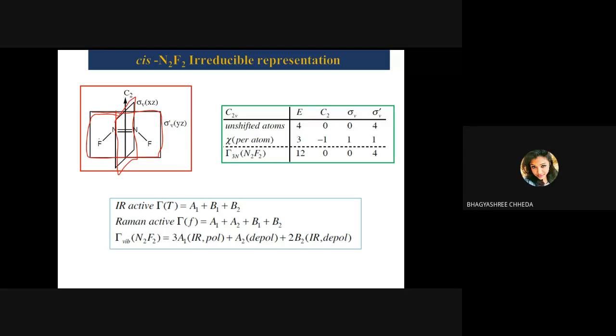Anyone? It is four. I will tell you: one nitrogen, second nitrogen, third fluorine, and fourth fluorine. So the total number of unshifted atoms will be four.